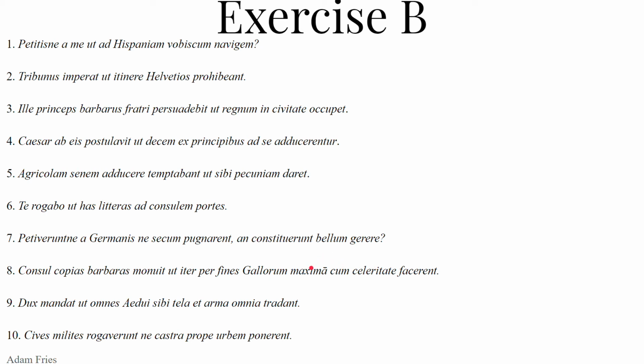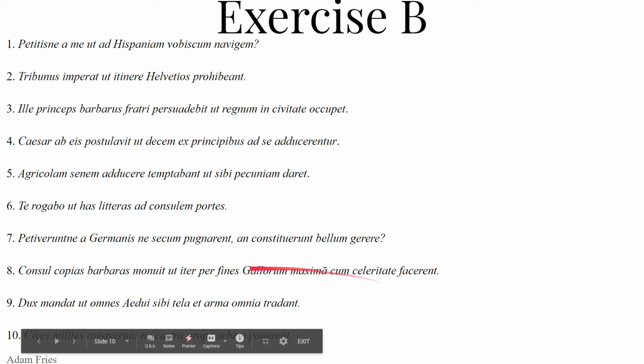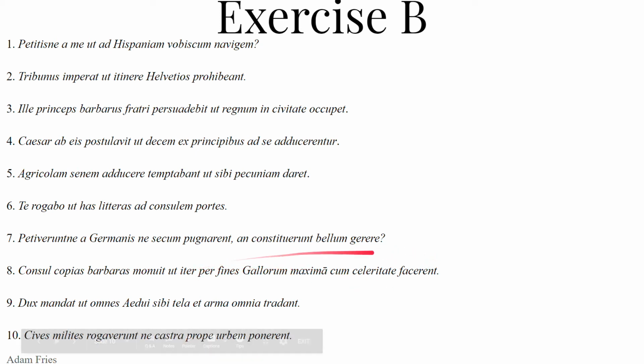So maxima, this is the superlative, greatest. With greatest speed, very speedy. Facerent, so perfect tense, secondary sequence, imperfect subjunctive, third plural, active of facio, facere, feci, factus, so that they, meaning the barbarian forces, might make a journey, make a route or march, we can just say march, so that they might march through the territory of the Gauls with greatest speed. The consul warned the foreign troops to march through the territory of the Gauls with the greatest speed.